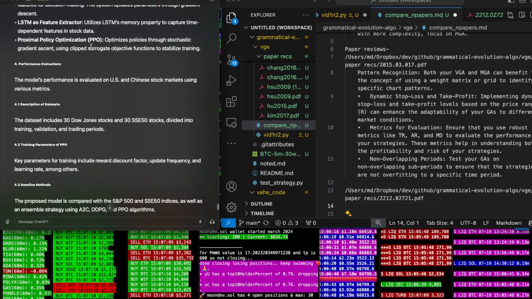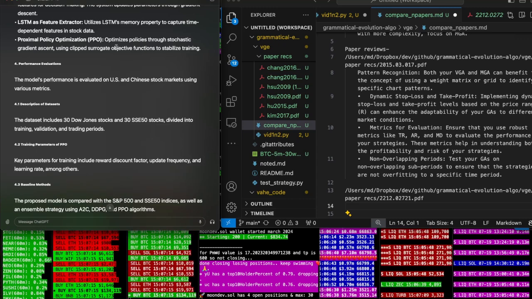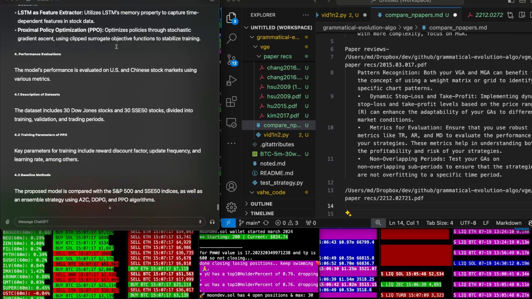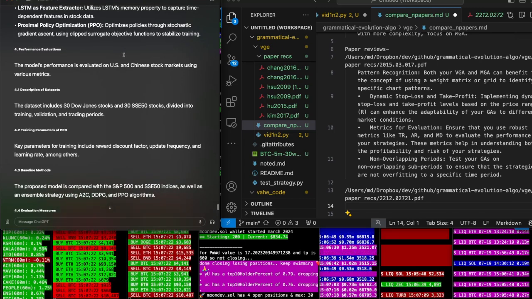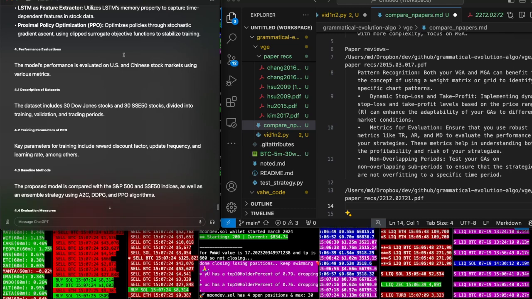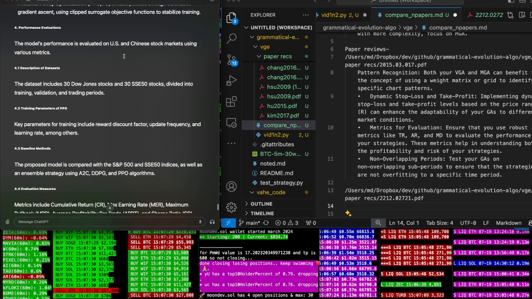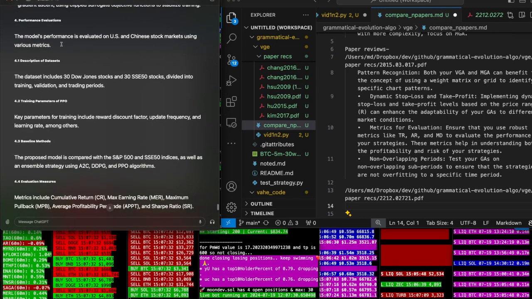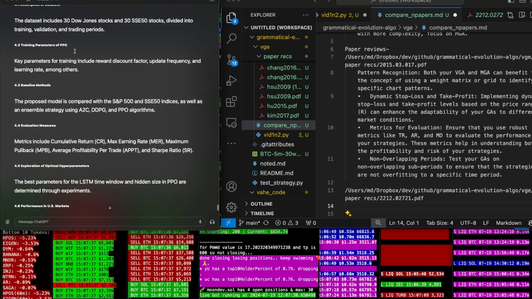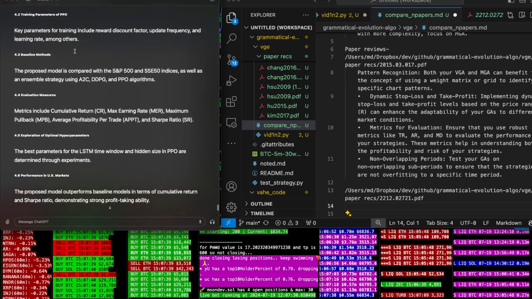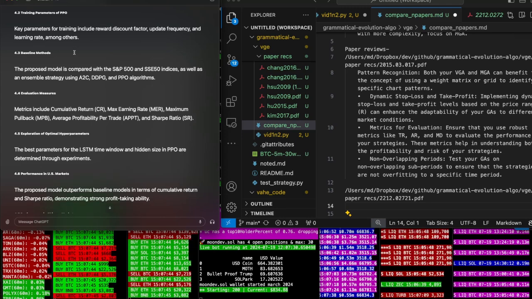LSTM as feature extractor utilizes LSTM's memory property to capture time-dependent features in stock data. The PPO, which is proximal policy optimization, optimizes policies through stochastic gradient descent using clipped surrogate objective functions to stabilize training. The model's performance is evaluated on US and Chinese stocks. The dataset includes 30 stocks. Key parameters for training include reward discount factor, update frequency, and learning rate.